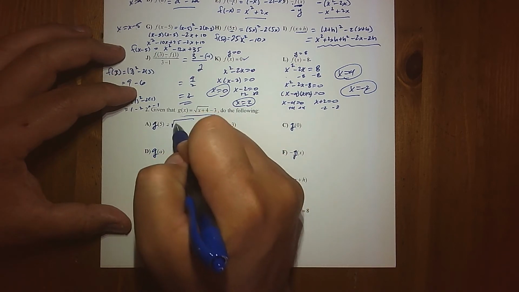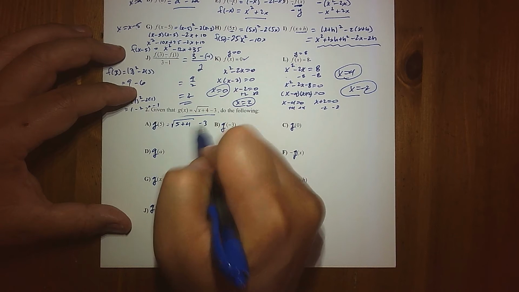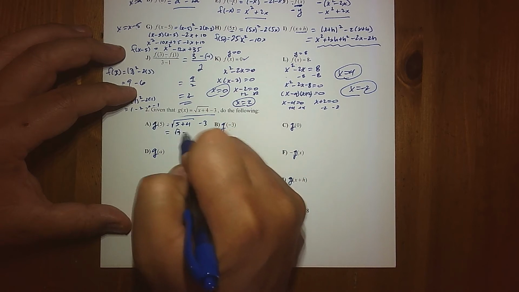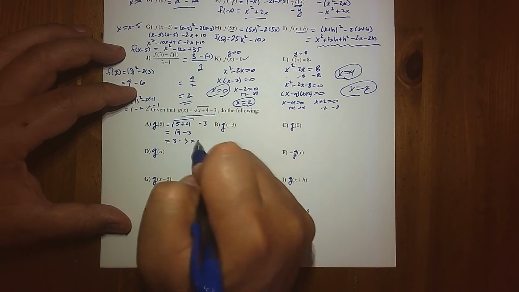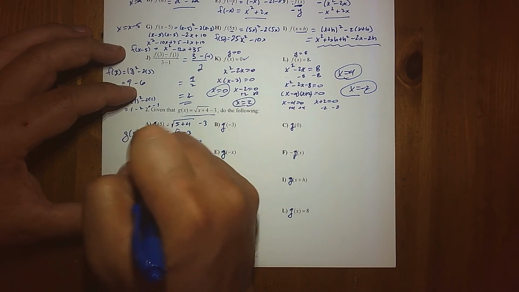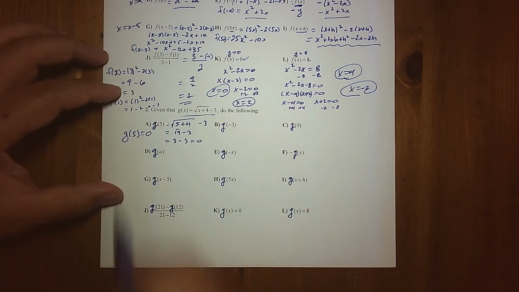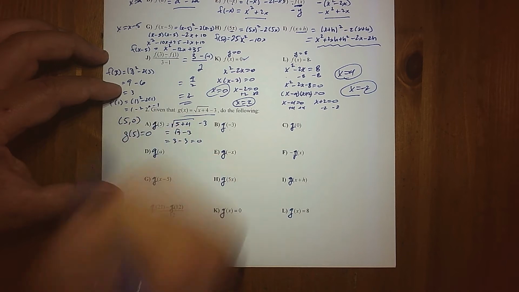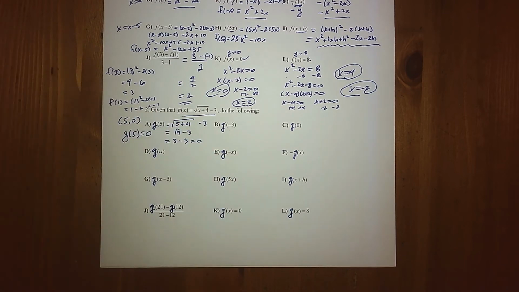We just go to our function, we plug it in, we get the square root of 9 minus 3, 3 minus 3, we get 0. So g of 5 creates an output of 0. So again, if we were graphing this, I know that 5 is a zero on the graph. When the input's 5, the output's 0.